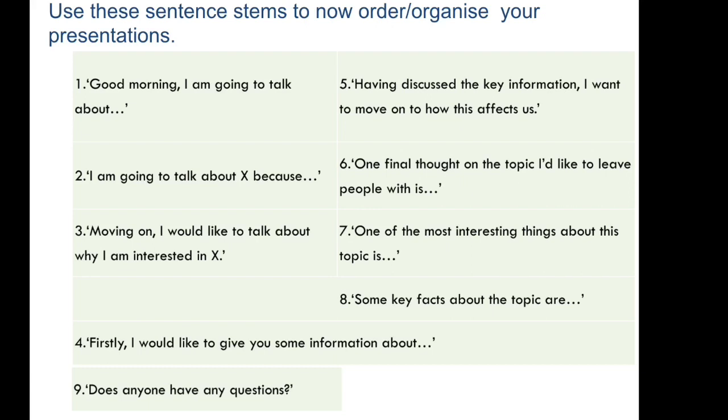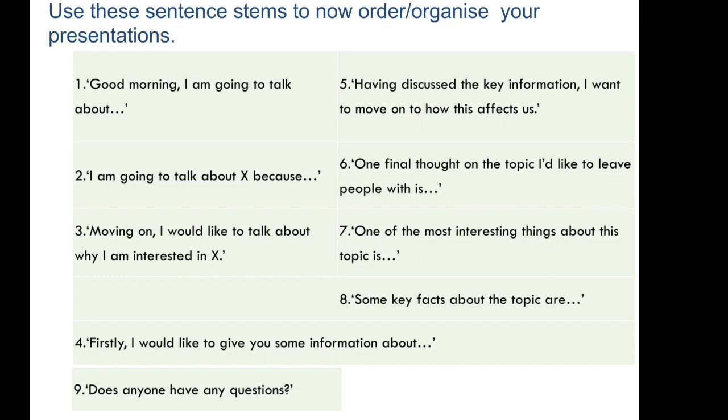Then number 2, I'm going to talk about racism because here is your opportunity to put the passion for your topic in your presentation. So you need to communicate to your audience why you're passionate about this topic. After you have introduced your topic and said why you're talking about it, you need to put some sentence stems that move your argument along.